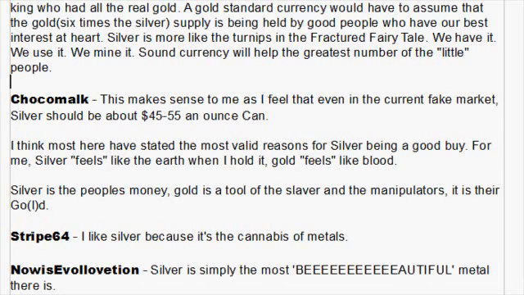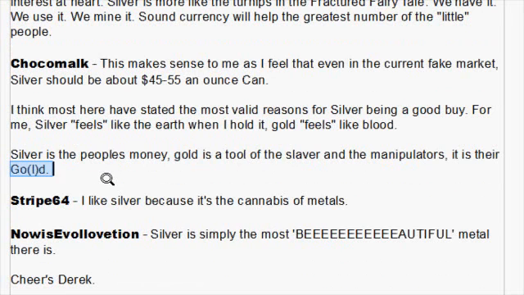For me, silver feels like the earth when I hold it. Gold feels like blood. Silver is the people's money. Gold is a tool of the slaver and the manipulators. It is their goal. I don't understand what you're trying to say with this. Maybe someone can enlighten me what this means. Go with an L in brackets and D. I see God, G-O. I don't know. Maybe I figured it out right there.